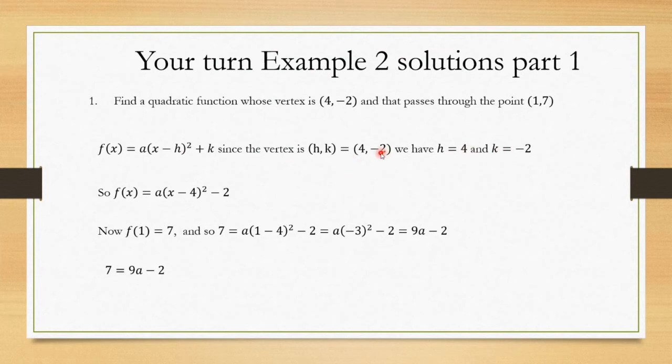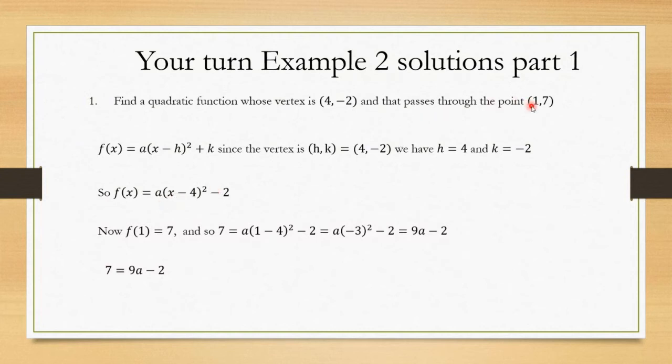Right? When 2 points are equal, the x coordinates must equal each other. So h must equal 4, and k must equal -2, as you can see. Okay, so from here, we can plug in h and k, and we have this so far. But again, we need to know a. How do we get a?